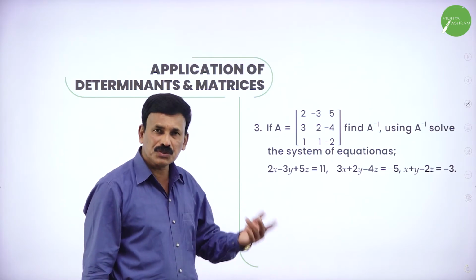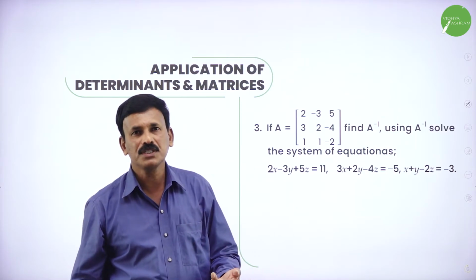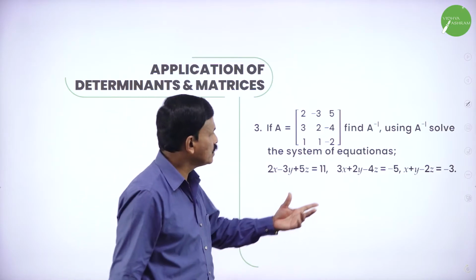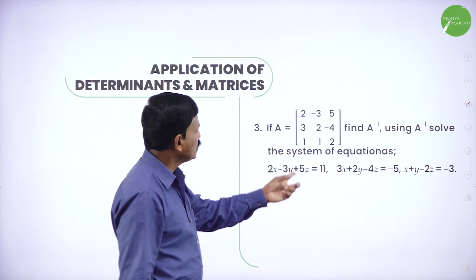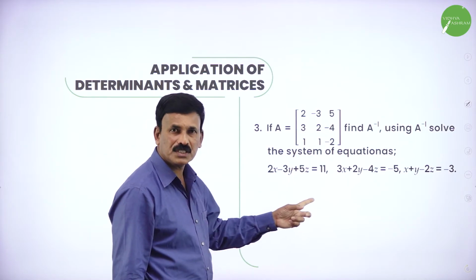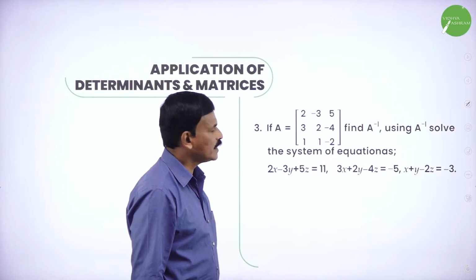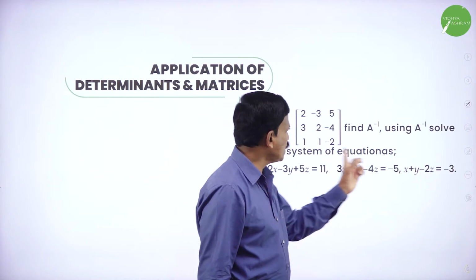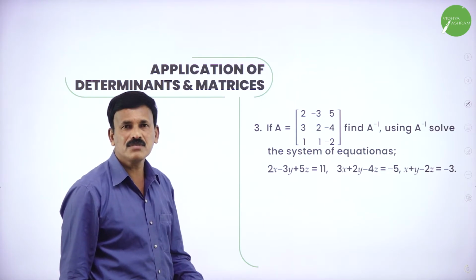So, to solve the problem, what is the solution? X is equal to A inverse B. So, we have to find the A inverse. That is also given. Find A inverse, that we know. So, what is given? A is given. See, 2 minus 3 5, first row coefficients of x, y, z. Second row coefficients of x, y, z, 3, 2 and minus 4. And third row coefficients of x, y, z, 1, 1, minus 2. That is given. What is required is to find A inverse, then the solution.